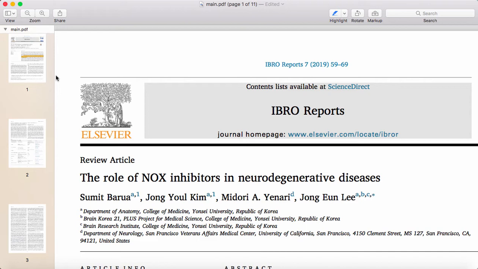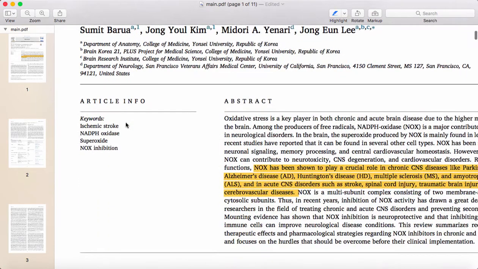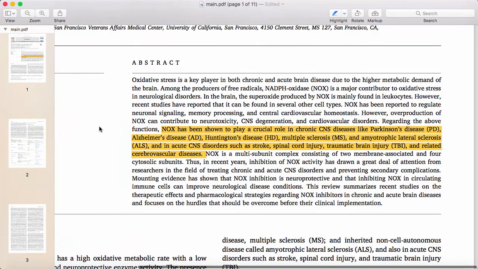I want to set the context here for you. As you know, NOX is a really big deal right now in research, specifically in neurodegenerative diseases, and specifically in Parkinson's, Alzheimer's, Huntington's disease, multiple sclerosis, ALS, and acute CNS disorders like stroke and spinal cord injury, as well as traumatic brain injury and cerebrovascular disease.